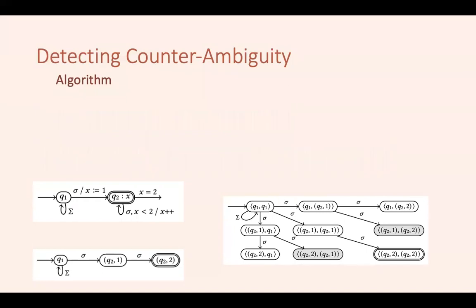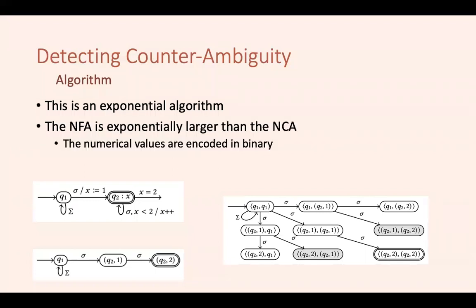So this algorithm is exponential. Because when we unfold, like for example, the number 2 was probably written in binary, and when you unfold, this automaton becomes exponentially bigger. This is not horribly bad though, it's not like we are making it exponentially bigger during matching, because we need to know whether it's counter ambiguous or not before the matching happens. So this is not as bad as that. And yeah, this is the reason why it's exponential.